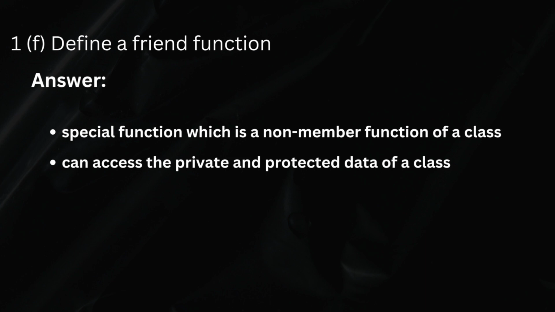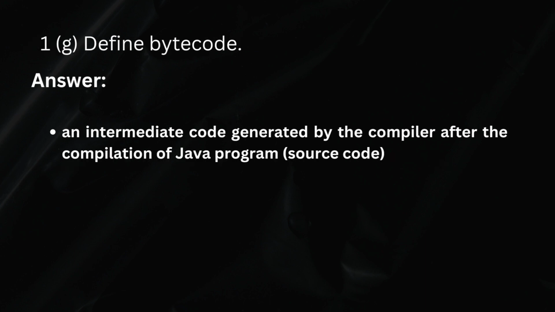Next we will move to question number 1, bit G. Define bytecode. All of us know that when you take a program, suppose a.java, after compilation the dot class file is created, that is a.class. That dot class file is known as the bytecode. It is the intermediate code generated by the compiler after compilation of the source code, or after compilation of the Java program.